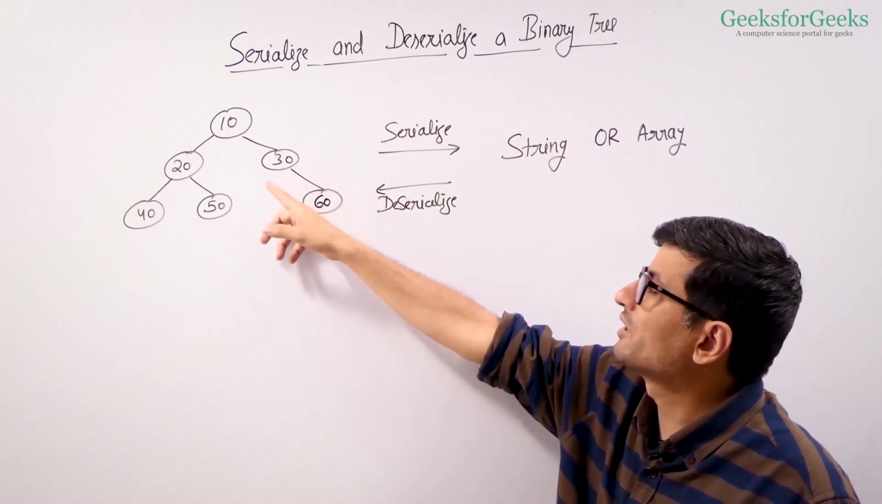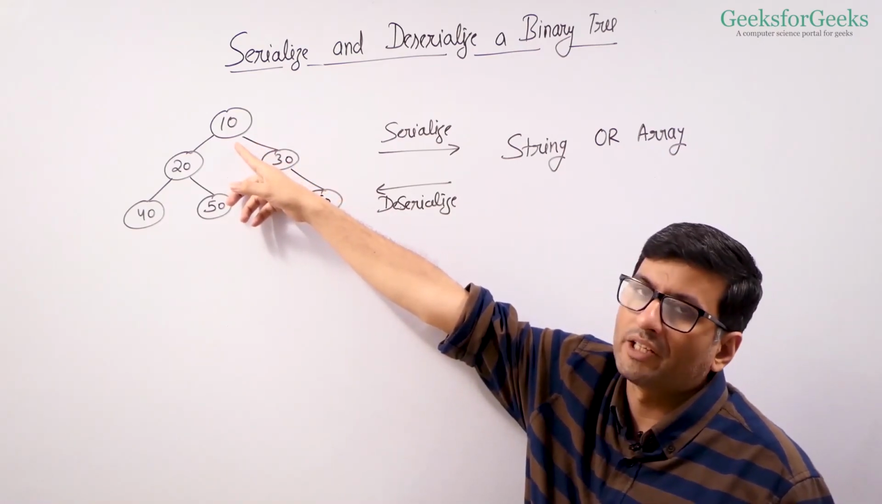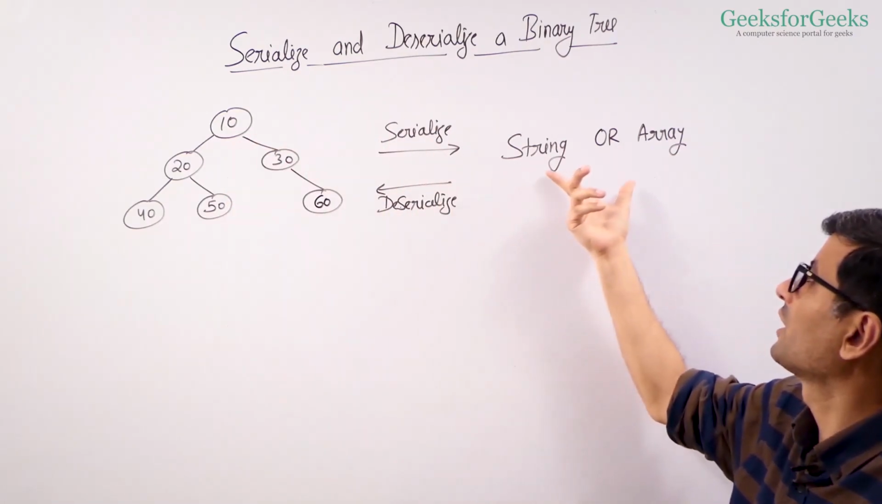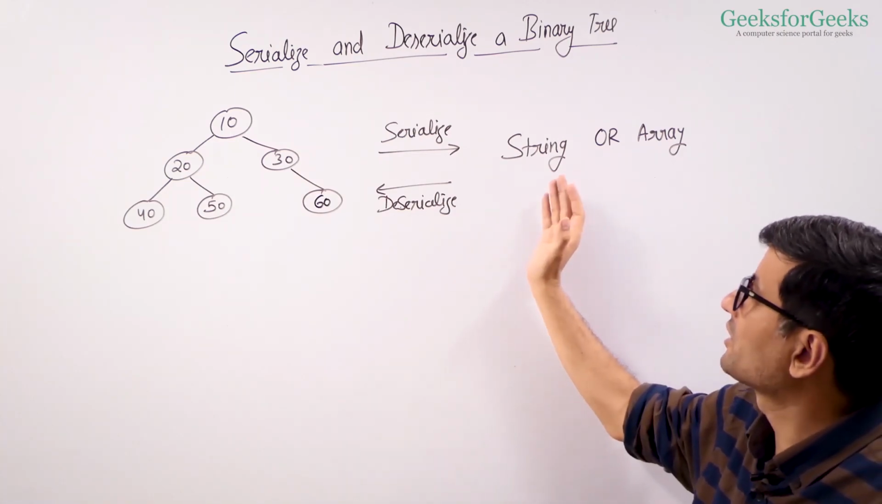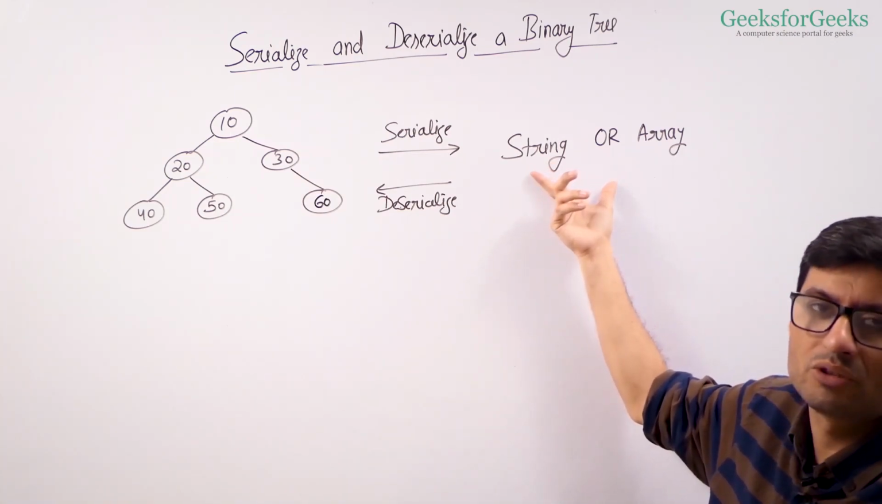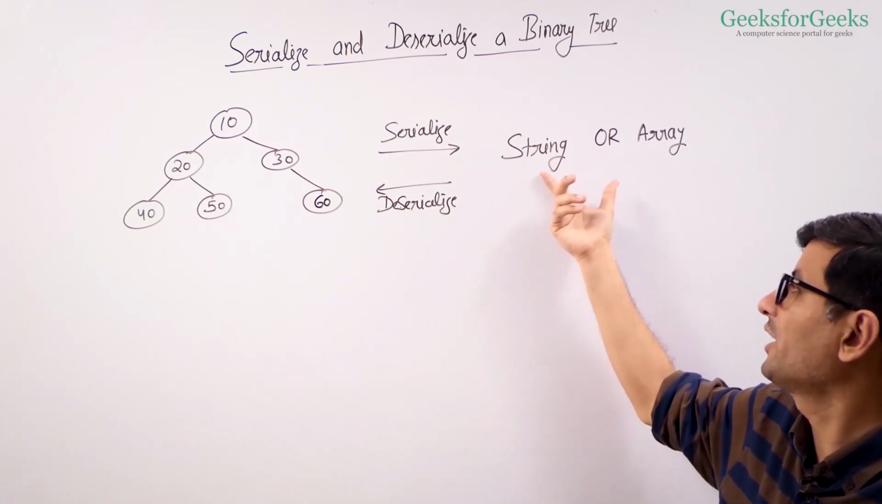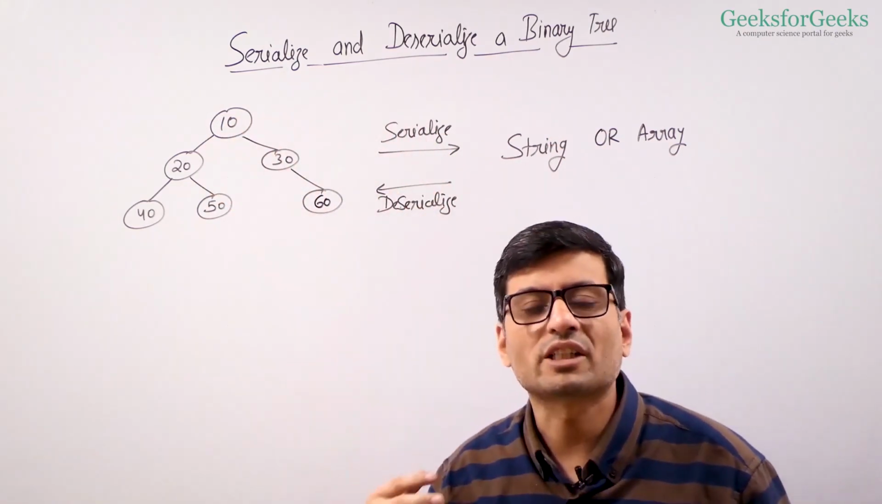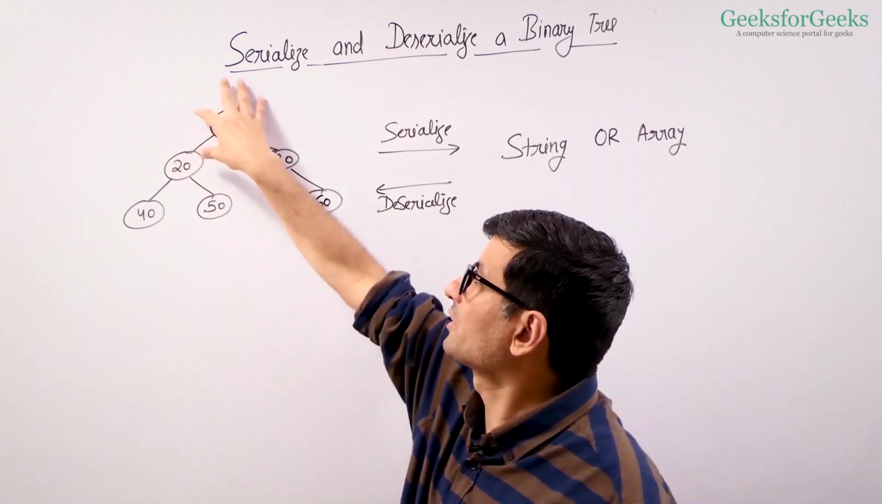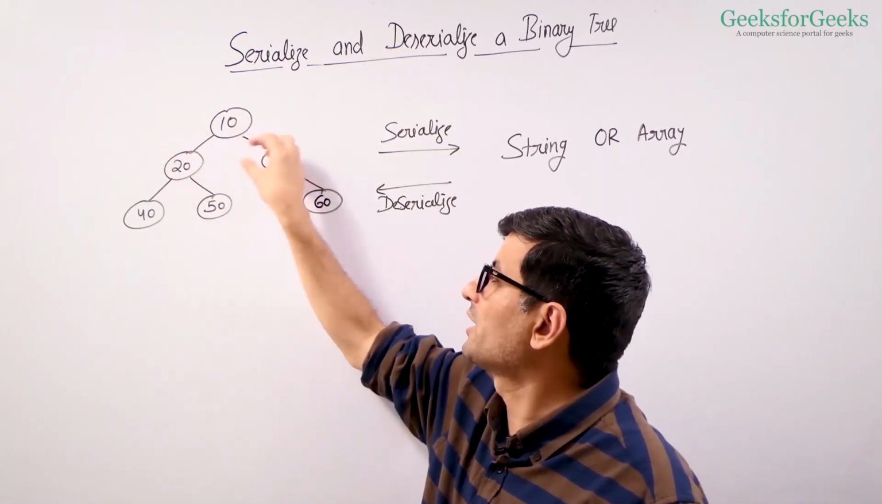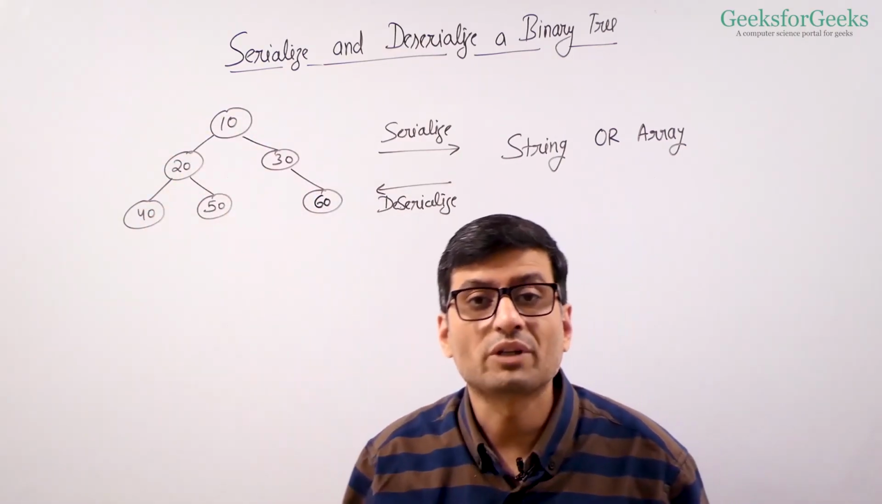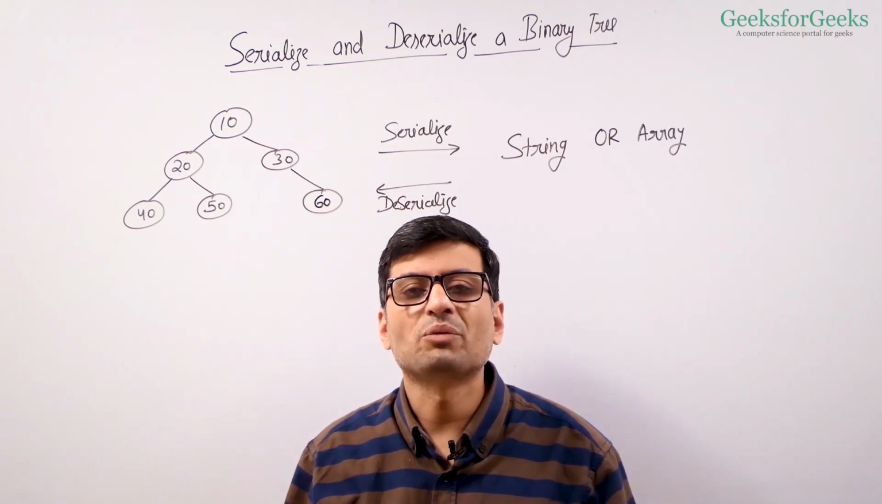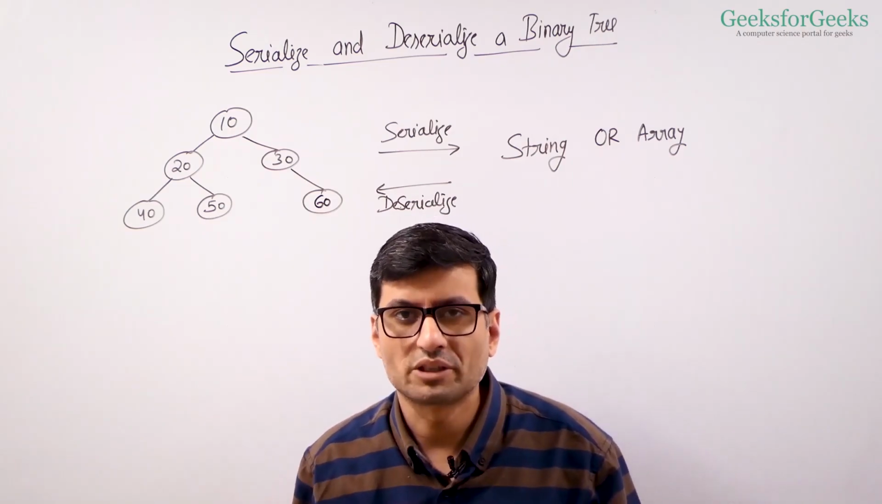So serialization is given root of a binary tree, convert it into an array or a string. Deserialization is you have serialized, you have a string or an array and you want to construct the binary tree. When we say construct the binary tree, we mean we construct the root node, we construct its left child, right child and then their children, and we have a linked representation and we return root of this linked representation.